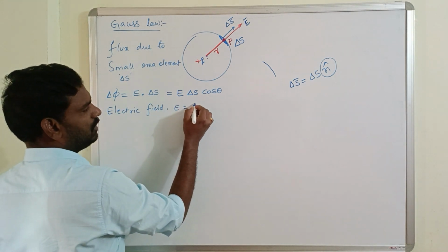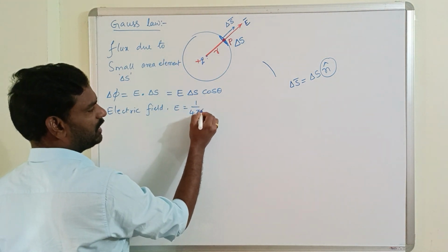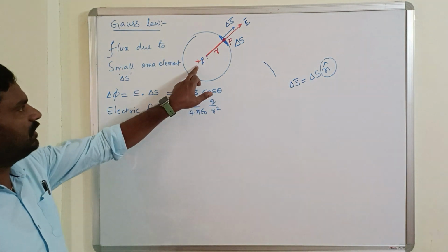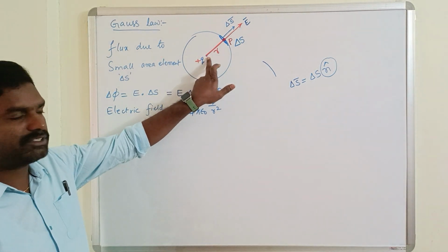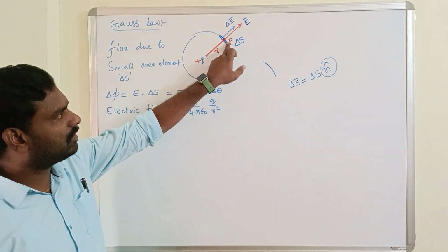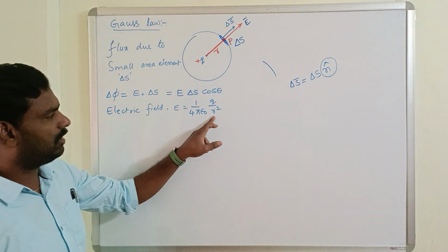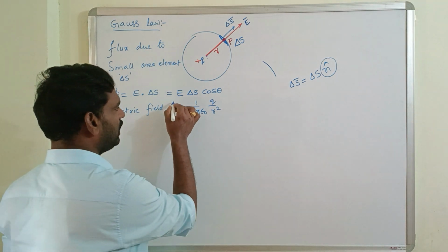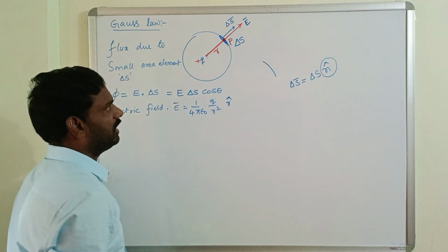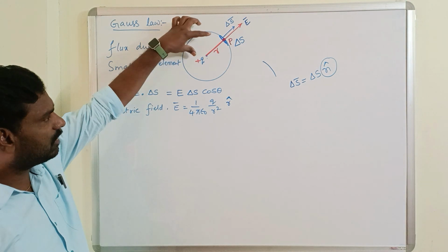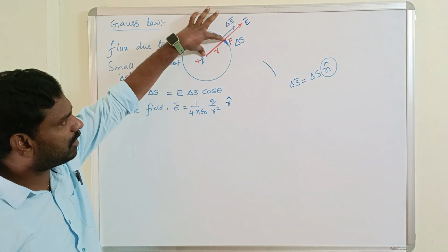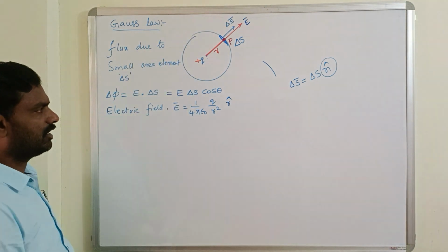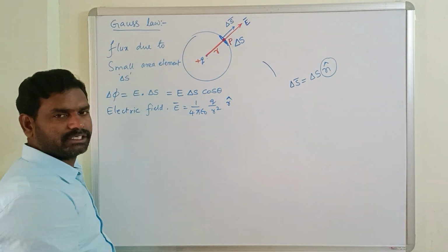The electric field magnitude is E equals 1 by 4 pi epsilon naught, q by r square. The charge is q and the distance from the location of the charge to the point where we want to find the electric field is r. So E equals 1 by 4 pi epsilon naught q by r square, and the direction of the electric field will be along the unit vector joining the charge and point P. The direction of the electric field is the radial direction.